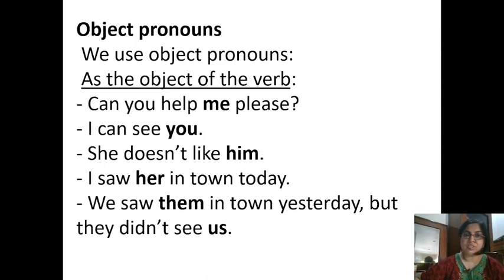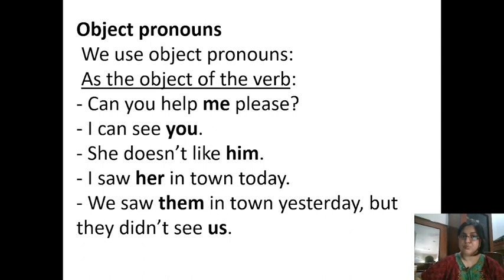So object pronoun, we use object pronouns as an object of the verb. Can you help me please? Now over here you can see that in this sentence you is also a pronoun, but I am not talking about you right now because you over here is a subject pronoun. So can you help me please? Me would be an object pronoun because that is where I want to lay the stress. So that is object pronouns as the object of the verb.